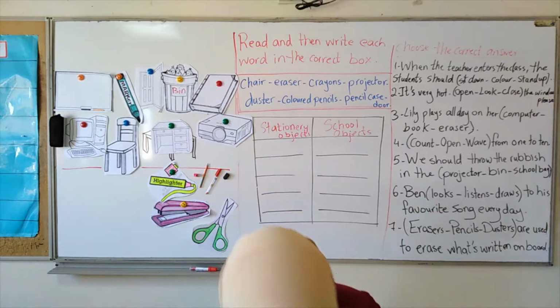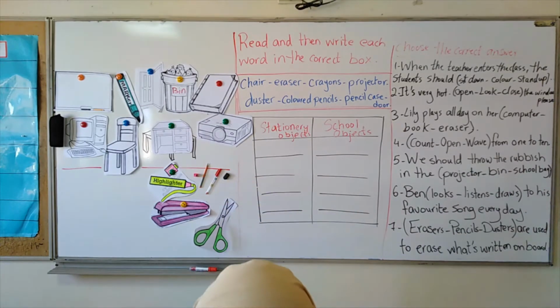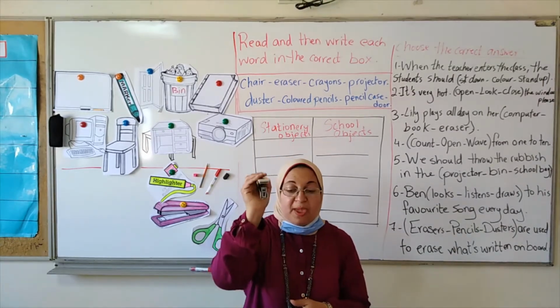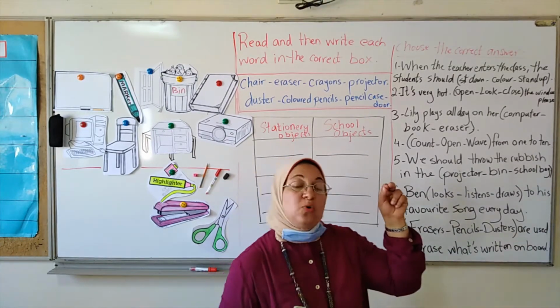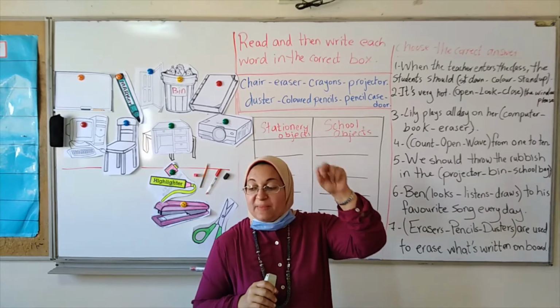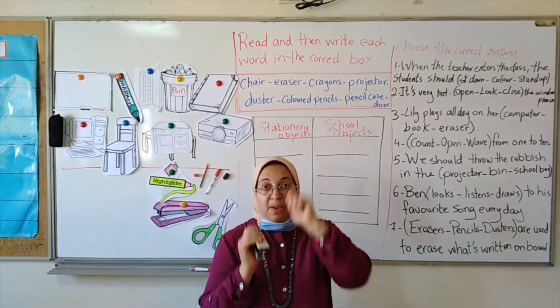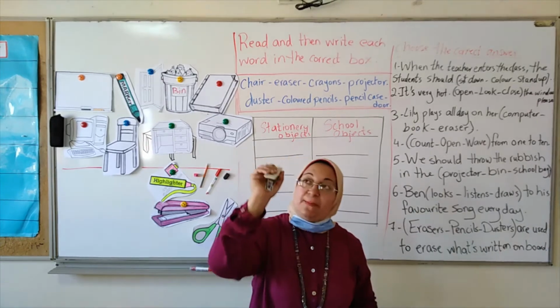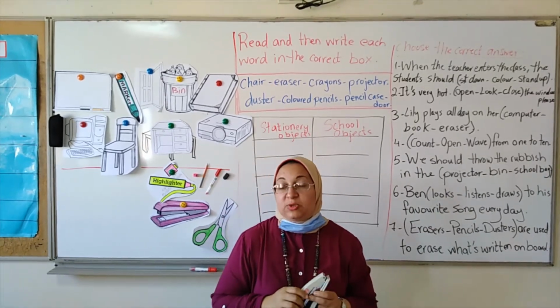Then we have here something inside this stapler. Stapler, we use it to staple the papers. For example, when I have 4 or 5 papers and I want to make them as one file, I want to staple them together to make it a pile. So I just staple the papers with the stapler.